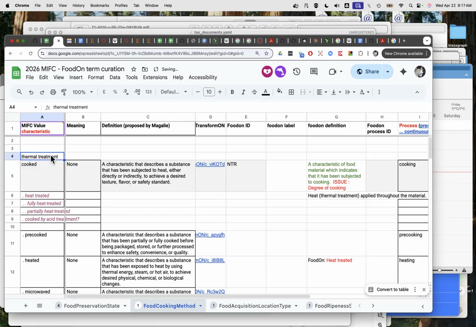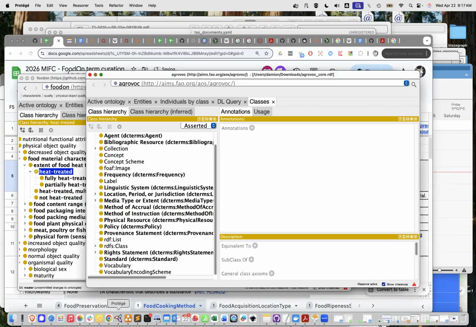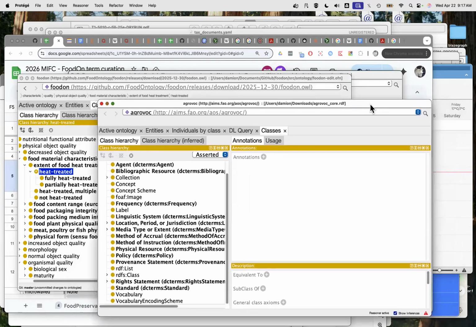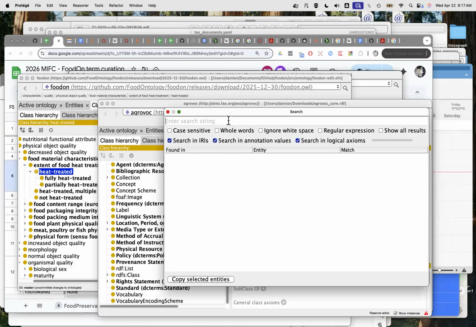Yeah, no, it makes sense. It should be on FoodOn to organize these things, because in MIFC it's just a controlled vocabulary, and FoodOn should actually make it a proper ontology. Okay. And I think FoodOn already does have a thermal thing under the process side of things. So we just have to get all of that consistent.